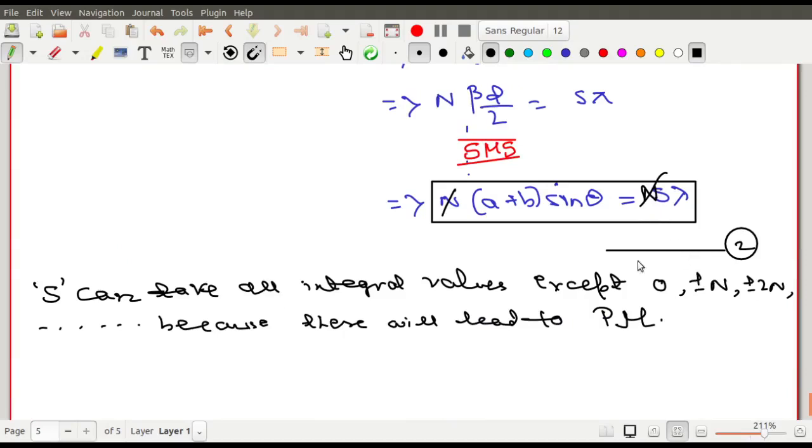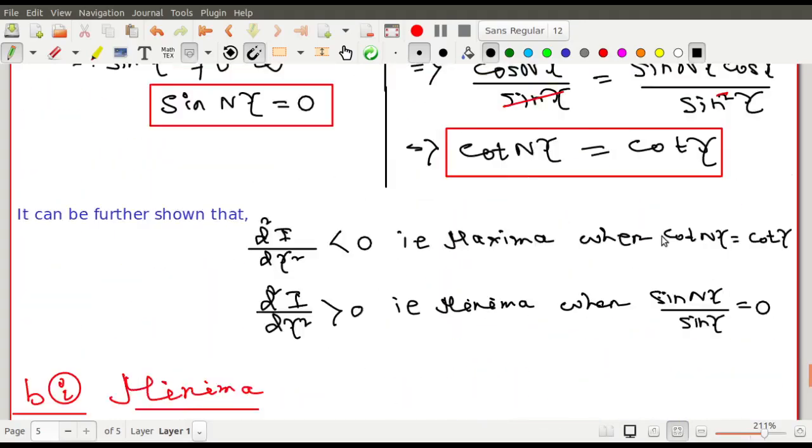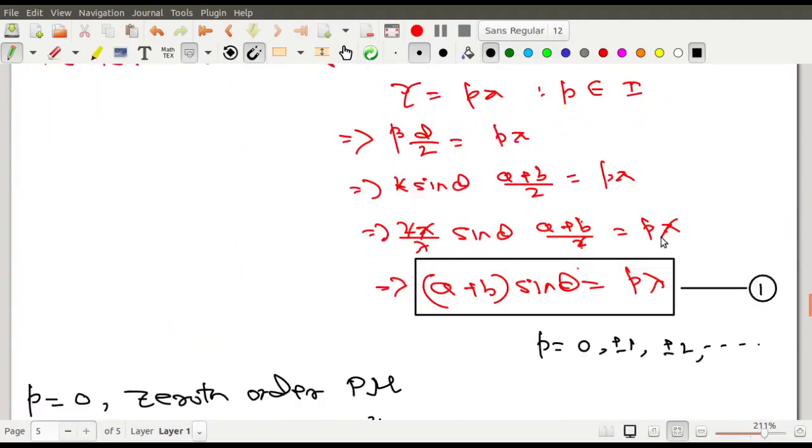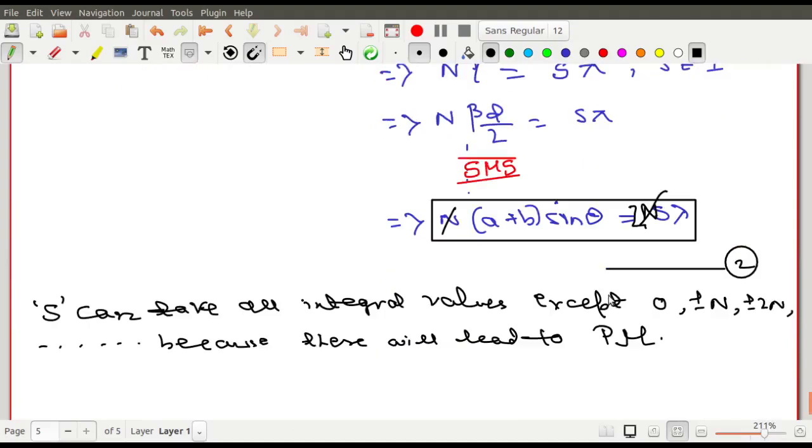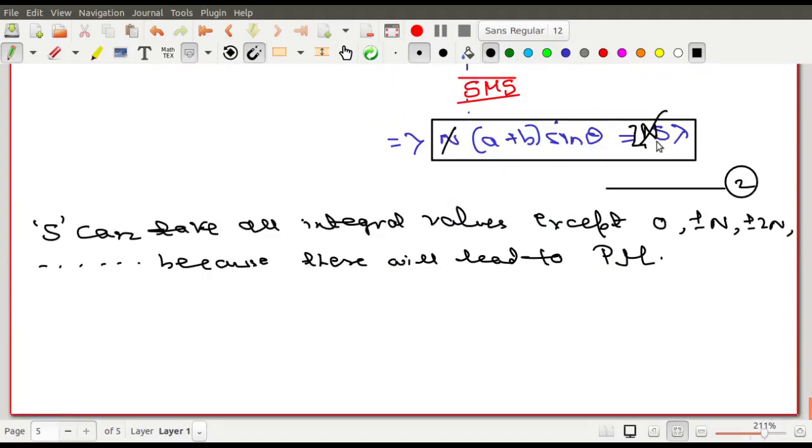So putting capital N gives that. Now if you put 2n, then it gives a plus b sin theta equals 2 lambda. So the 2 lambda here means there is 2 lambda here too. a plus b sin theta equals 2 lambda for putting p equals 2, so it corresponds to second maxima. And if you put 0, then it is a plus b sin theta equals 0, which is also possible here. If you put 0, you get the 0th order principal maxima, right?